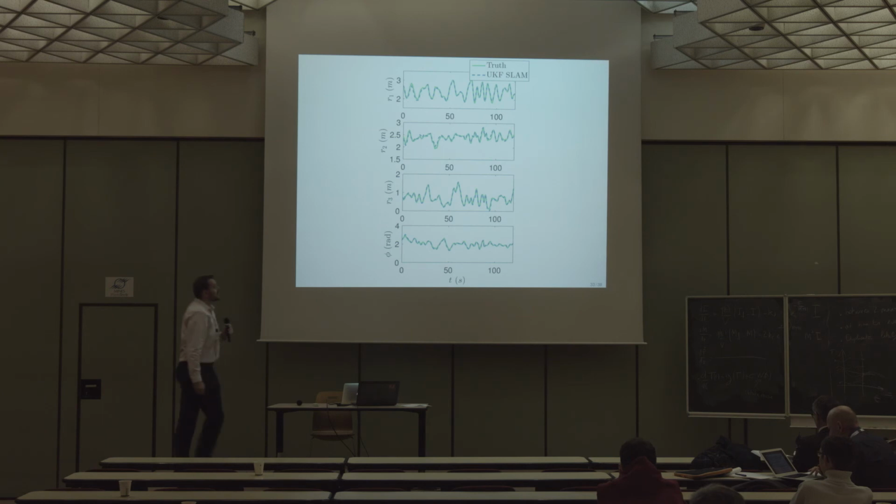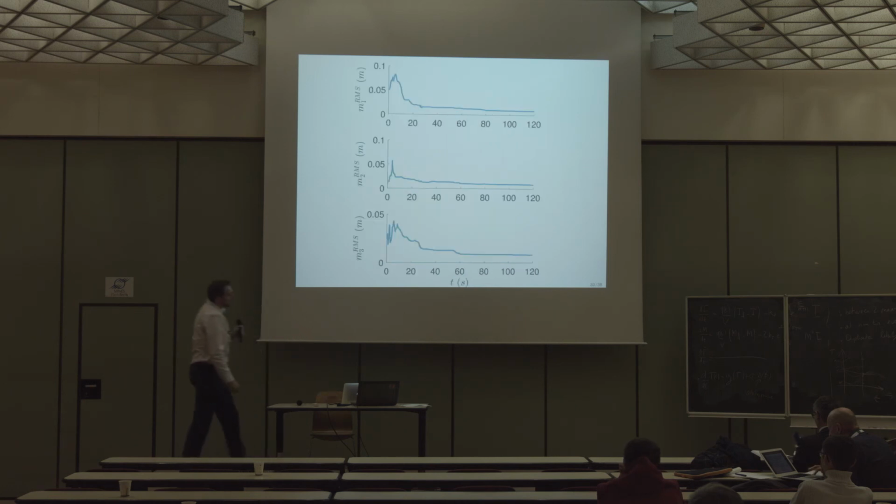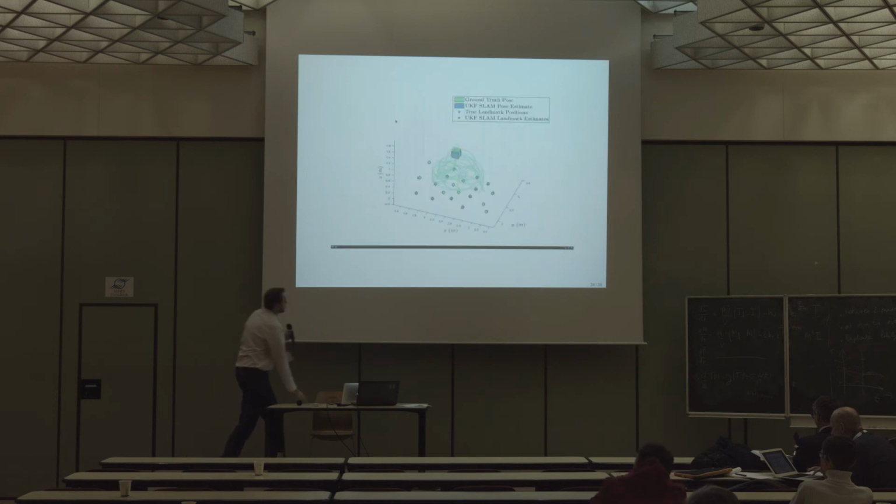So here's some results. Ground truth is given in green, and the dashed blue line is the UKF, or the sigma point Kalman filter, and we can see that we converge very quickly, and we get really good tracking. This is the RMS error of the landmarks, so we can see that the RMS error of the landmarks is decreasing quite quickly. So after 2 minutes, we're down to less than 5 centimeters worth of error in the landmark location.